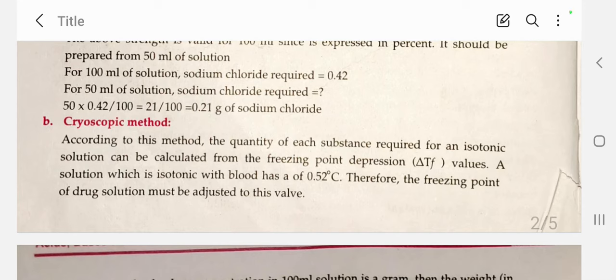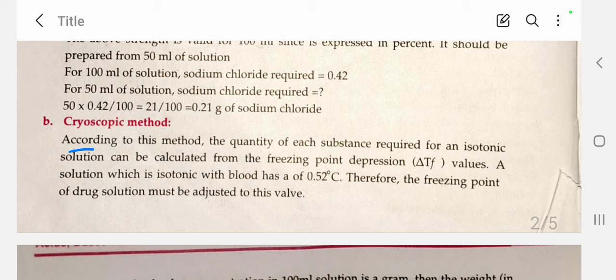This class will see continuation from the calculation part of class 1 method. We already discussed the sodium chloride equivalent method in the last session, and we also tried the calculation. This class we will see the cryoscopic method, and how, by using this method, we can calculate the adjustment of tonicity and pH.